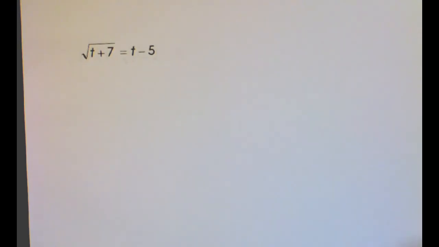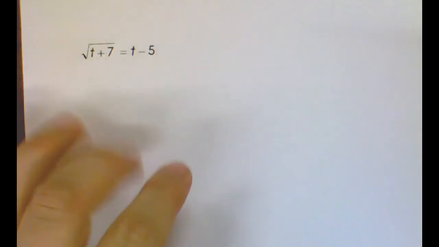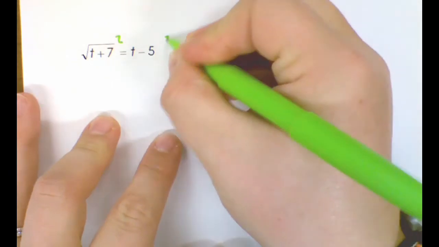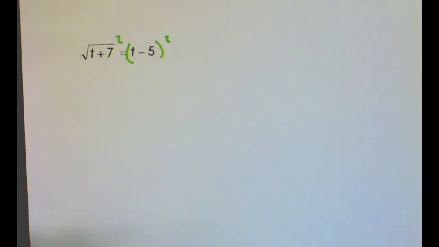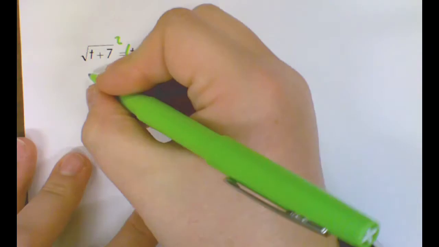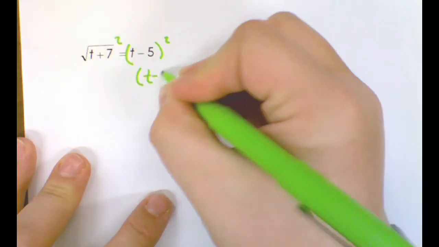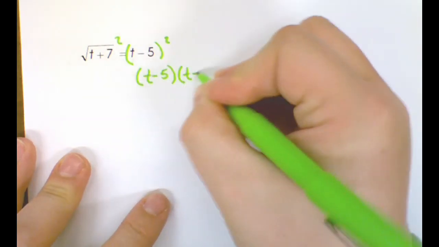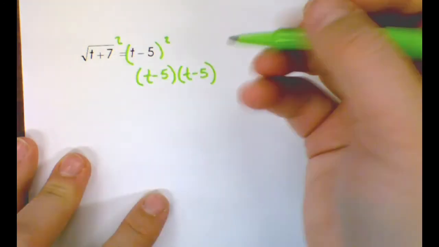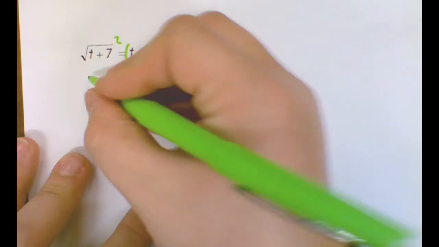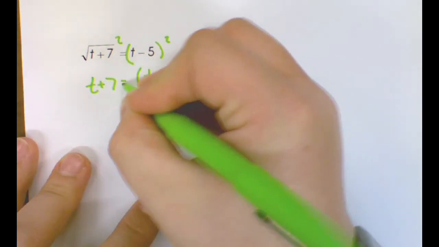And now for some radical equations. Radical equations are pretty straightforward, right? To undo a square root, we square. But when we square t minus 5, remember that we are actually FOILing: t minus 5 times t minus 5. Well, the square root of t plus 7, squared, is just t plus 7.